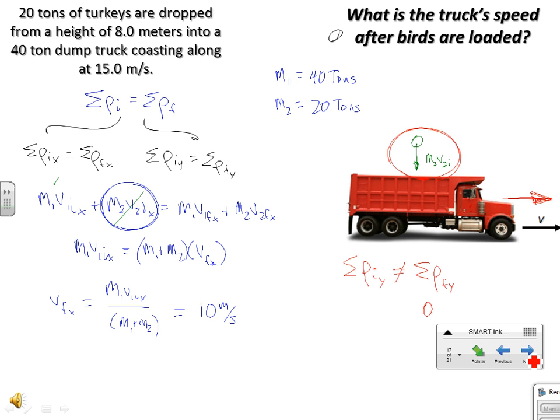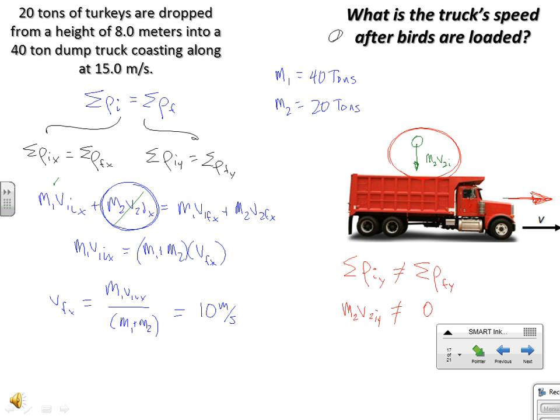y momentum is 0. And the net, well, how about this? The initial vertical momentum is m2 v2 initial y. Well, that's not equal to 0. So momentum in the y direction is not conserved. So the question is, why is that? What justification do we have?